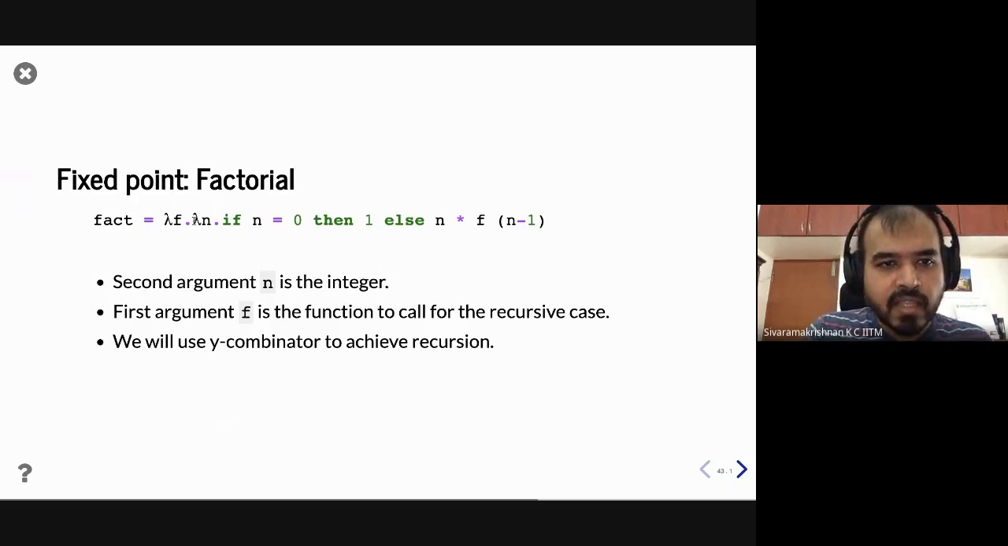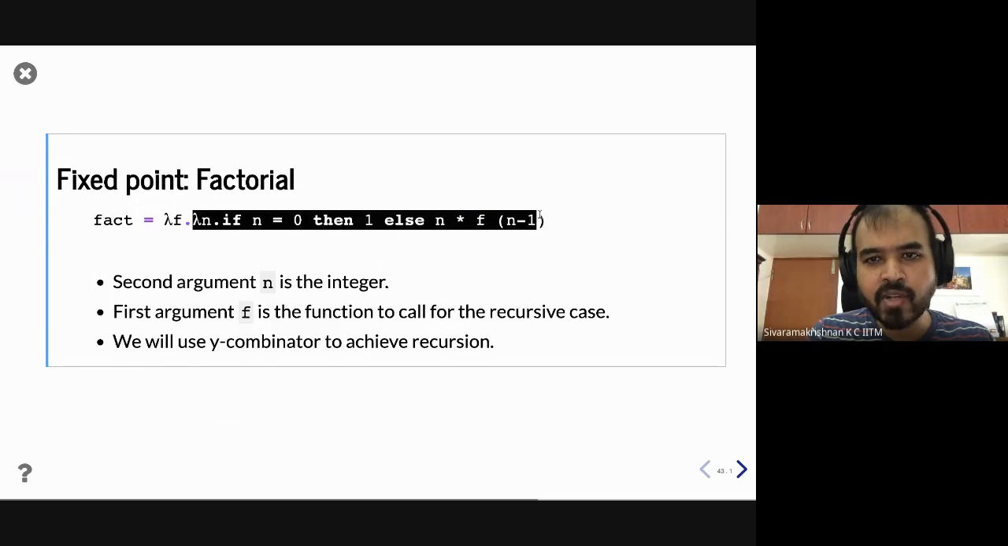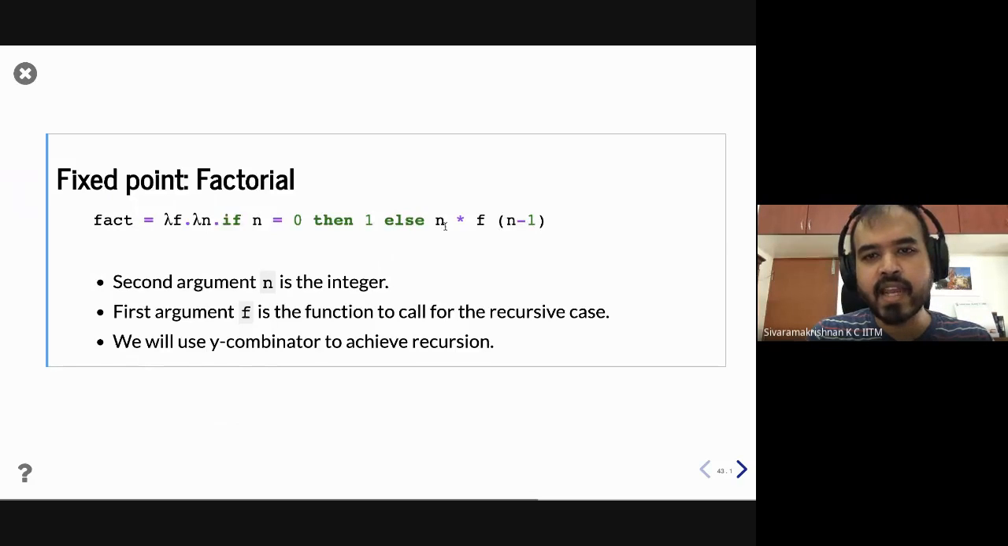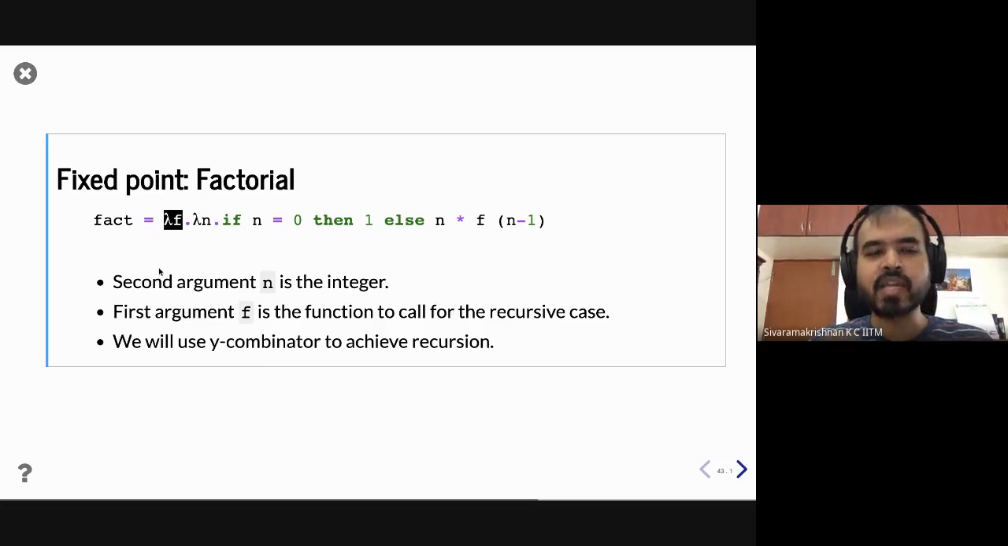Okay, so this part should be familiar. So factorial takes a natural number. If n is 0, then factorial of that is 1. Else, it's n times some f of n minus 1. And what is this f? This f is supposed to be the function call used for the recursive case. In OCaml, this would just be factorial, but we will make it explicit here because we are going to apply it through the Y Combinator. Just assume that this is a recursive version of fact.